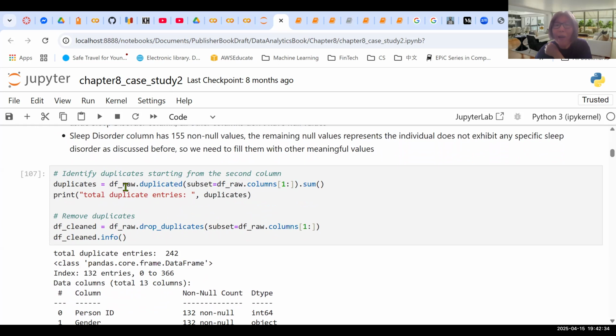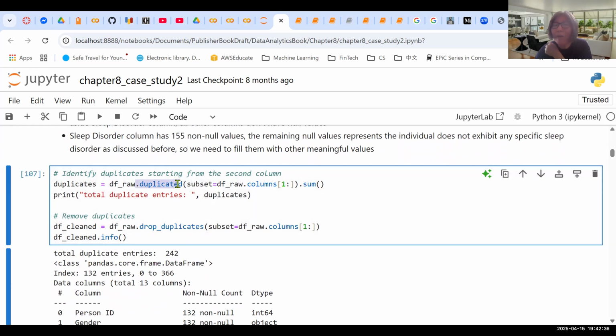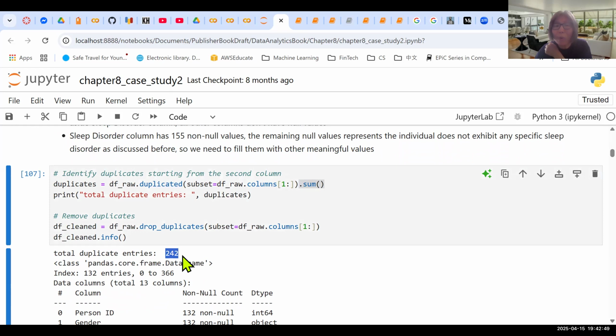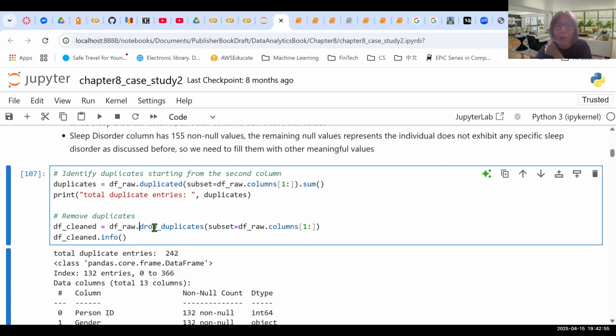Okay, and we find there are a lot of duplicate values. So we want to know how many duplicate entries we have. You can find the duplicates, and in total there are 242, quite a lot. Two thirds of the data are duplicated. Because of this, we need to drop the duplicates.